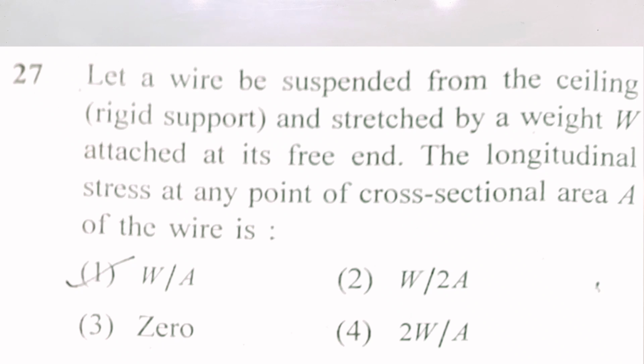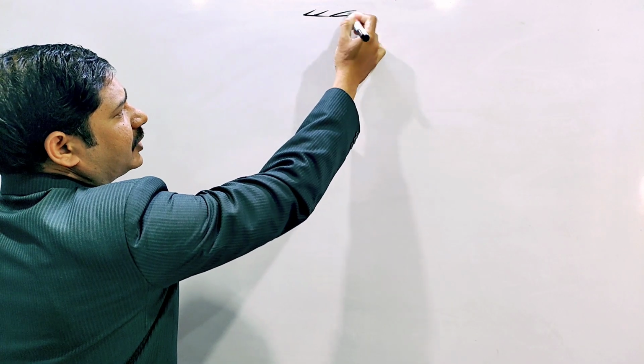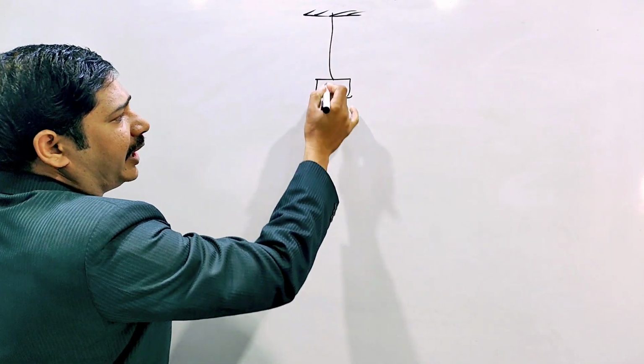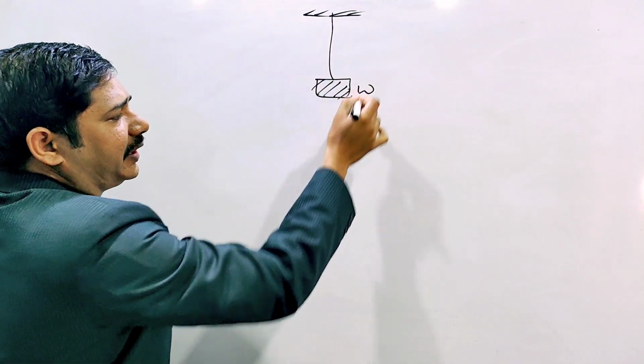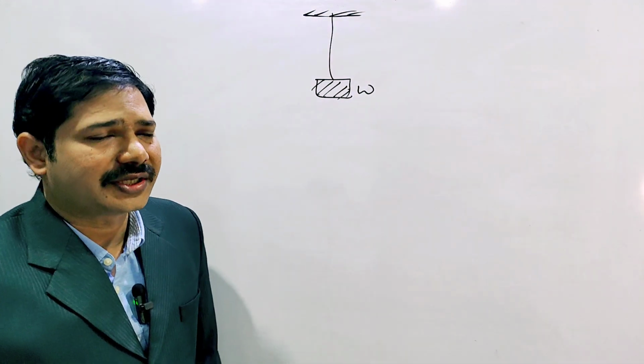Let a wire be suspended from the ceiling, that is a rigid support, and stretched by a weight W attached at its free end. The longitudinal stress at any point of cross-sectional area capital A of the wire is. Here 4 options are given. Longitudinal stress, they are saying some weight is attached at the free end, so the weight W is given. So what is the longitudinal stress they are asking?